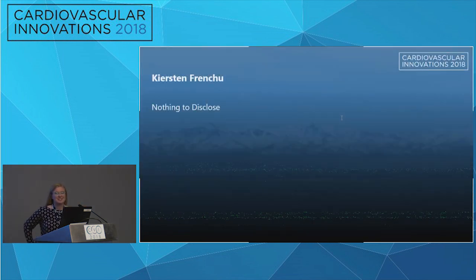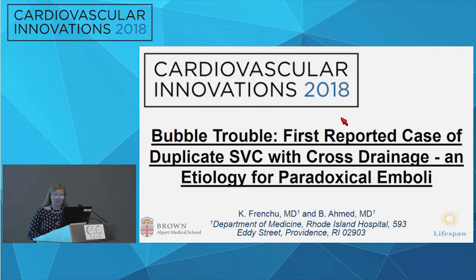So hi everybody, I'm Kirsten. I'm a PGY2 in internal medicine over at Brown in Rhode Island. My case is a little bit of a different flavor. We're going back to structural anatomy here, and I've entitled it Bubble Trouble. It's the first reported case of duplicate SVC with cross drainage as an etiology for paradoxical emboli.